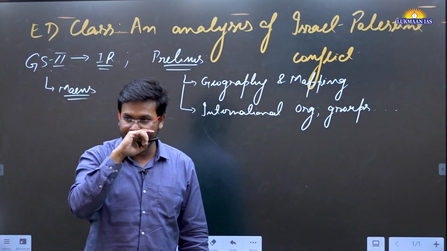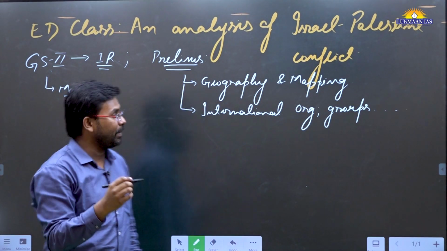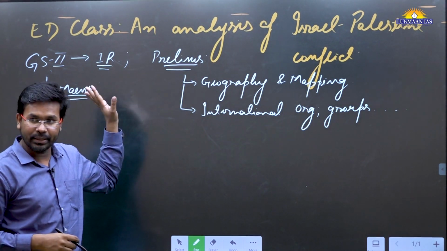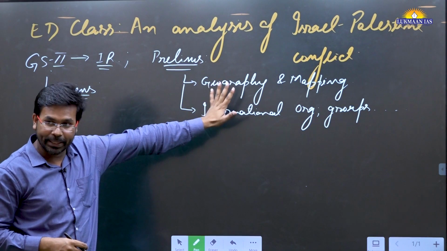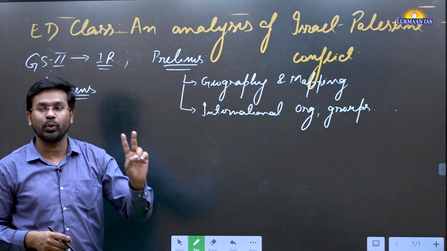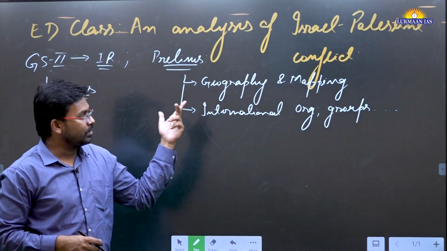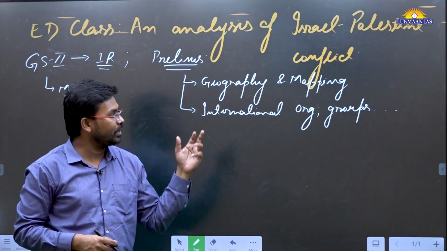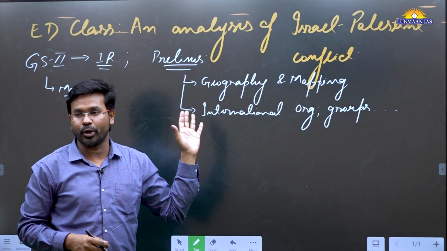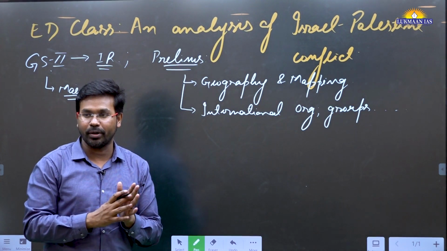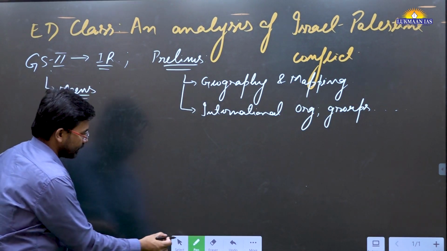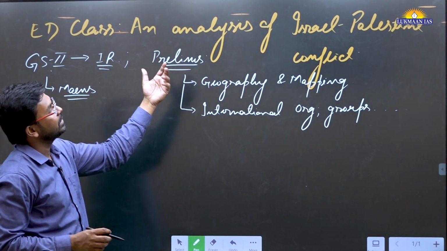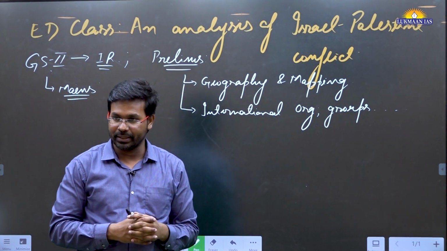Effectively, in mains, if a question comes, it may be a 10-marker or a 15-marker question in GS Paper 2. In prelims, up to 2 questions on mapping may be asked from this topic. So it assumes importance from 10 to 20 marks in all, in prelims and mains together. Having understood this, now let us understand this Israel-Palestine conflict, right?